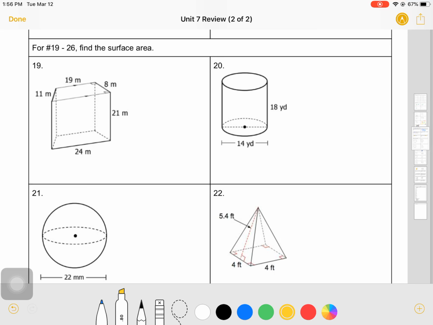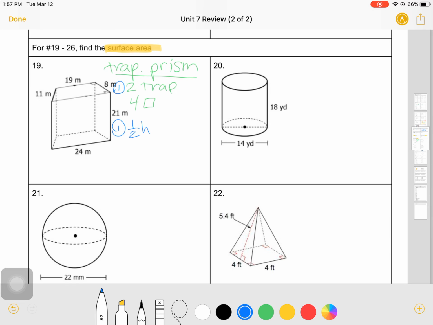Okay, for 19 through 26, you're finding me surface area. Surface area is the sum total of the area of all the sides that you can touch, so we'll go over a couple here to make sure you have some good examples. On number 19, this is a trapezoidal prism, which means that I have 2 trapezoids and I have 4 rectangles. When you do your trapezoids, you're going to use your trapezoid formula, so 1/2 height, base 1 plus base 2, and then remember you're going to multiply that by 2 because you have 2 of those trapezoids.